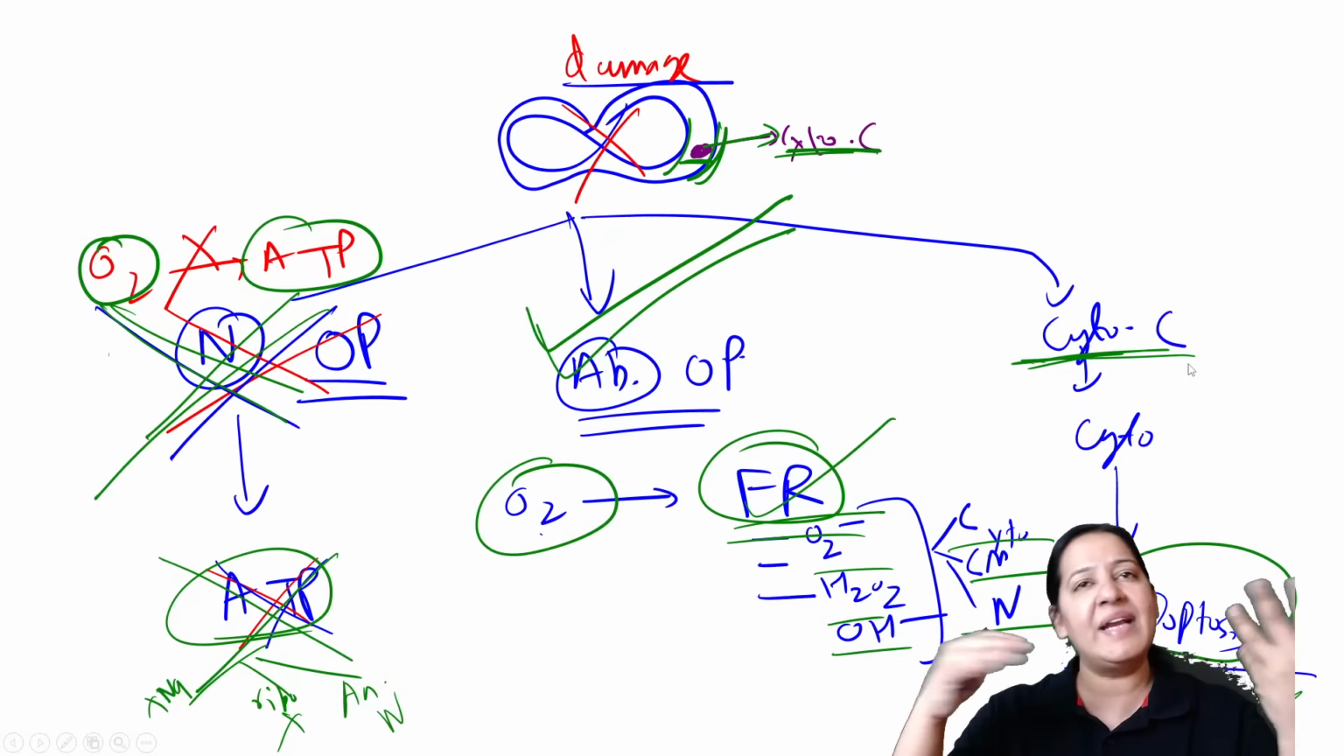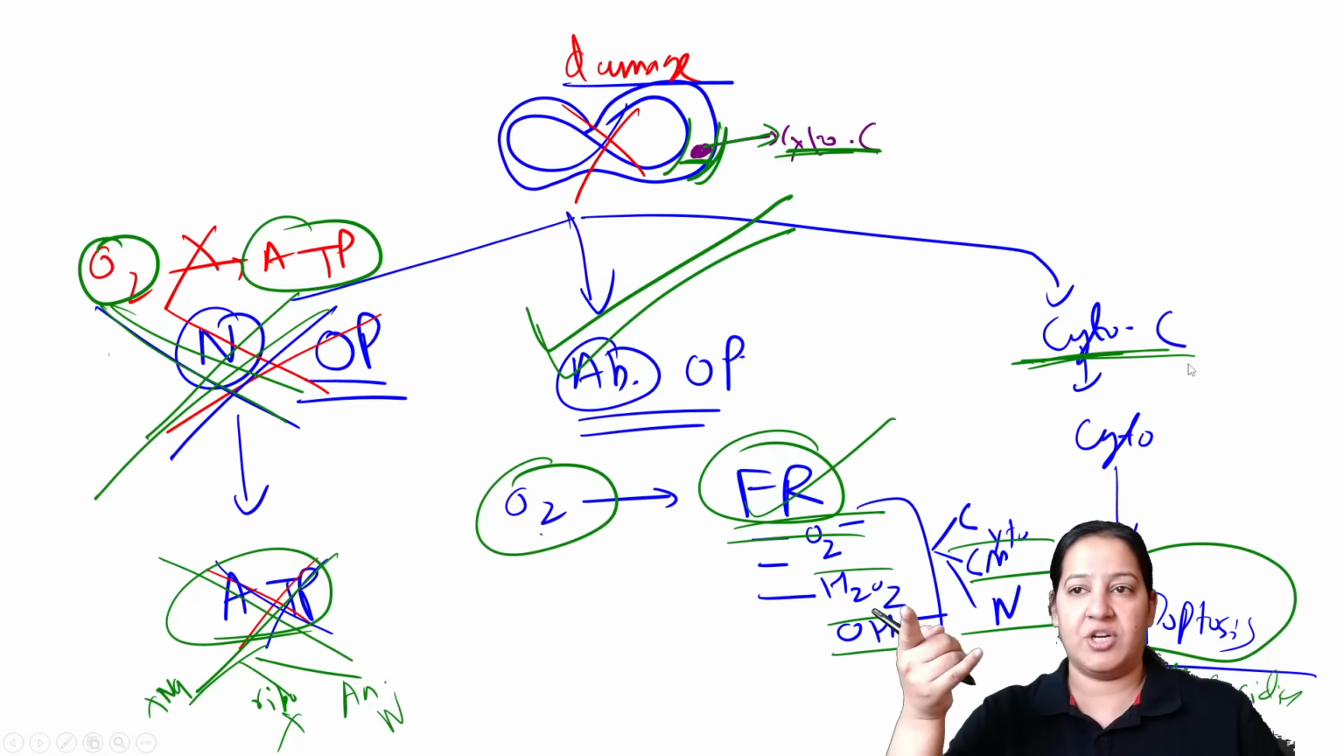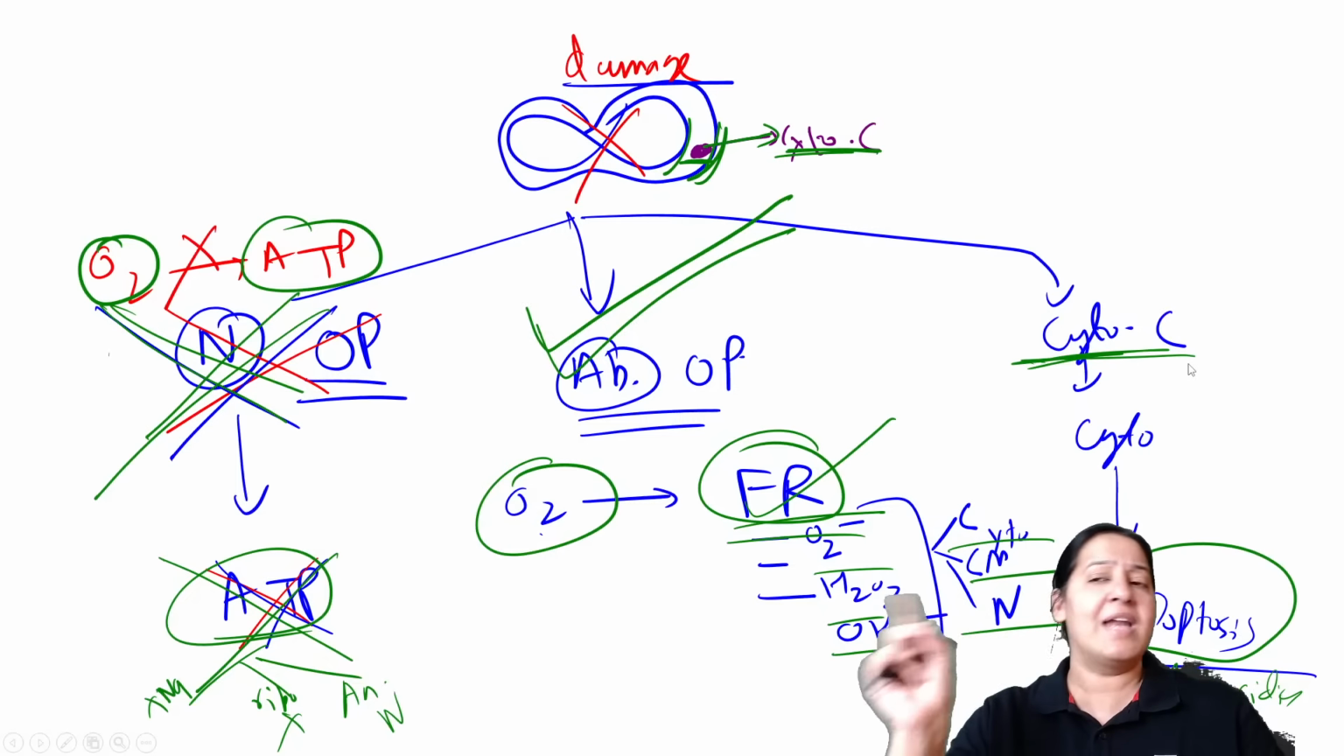Cell will commit suicide. That is a type of cell death. I will tell you the details of apoptosis, Dr. Sri Rathod, in my next lecture. I will tell you the complete mechanism of apoptosis.